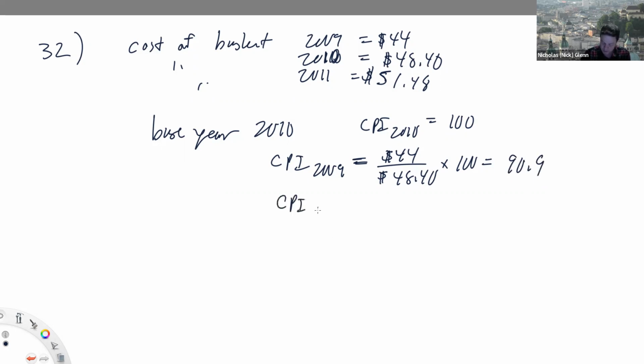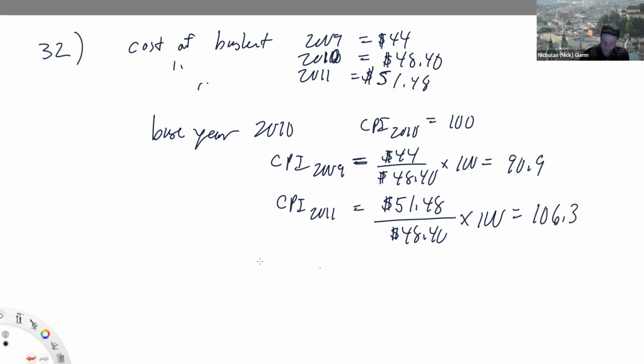What about the CPI for 2011? Well, the cost of the basket there is 51.48. And what's the cost of the basket for the base year? Well, that was 48.40. Multiply that by 100, and what do you get? 106.3. And which number is that? Well, that's going to be C.